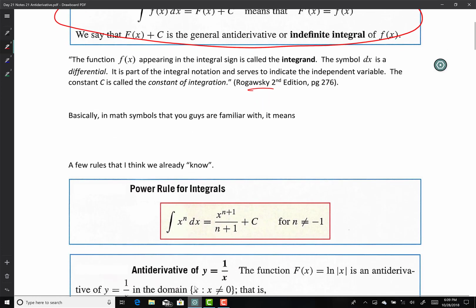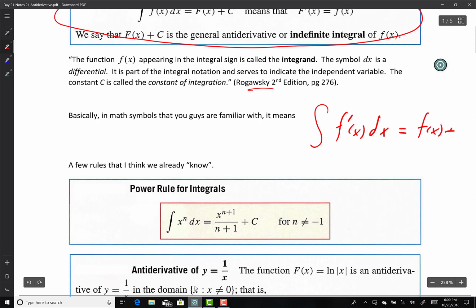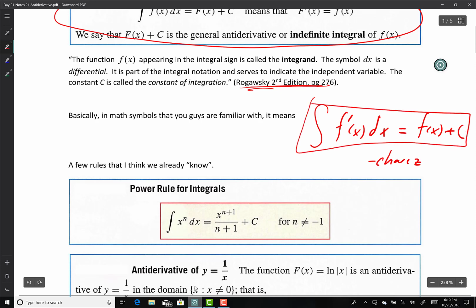So in math symbols, all it means is this, guys. All it means is the integral of f prime of x dx, notice there's a prime on there, is equal to f of x plus c. That's all it means. And because I want a nice little deal like that, I'm going to put Chavez. For whatever reason, I don't see this in textbooks, and it might be because f prime is dy dx, and the dx's cancel, and who knows. So there might be some issues going on with that. But that's all it means.